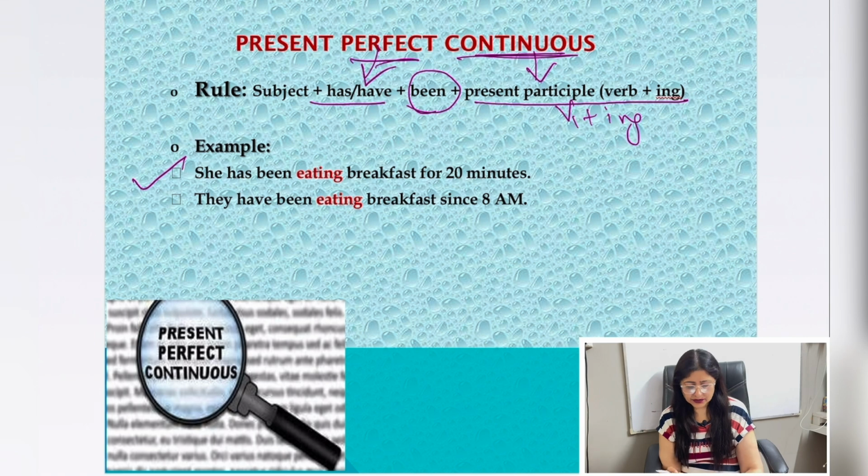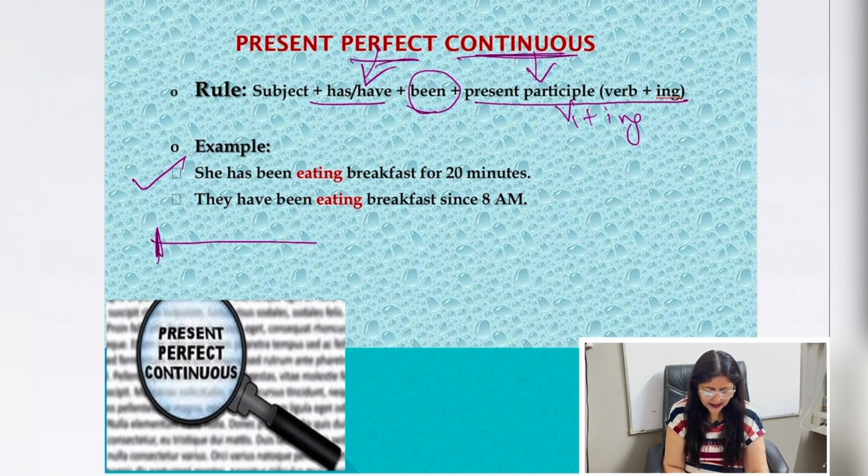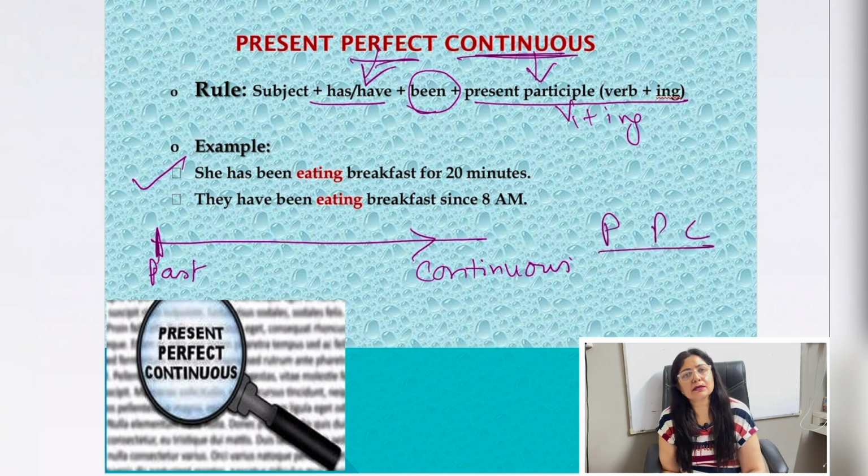Now where will we use this kind of tense? Any action that started in the past and is continuous till now. So we'll be using PPC, that is your present perfect continuous. You have been living in your town since your childhood. I have been living in this house since my childhood. So since then till now, and it is continuous till now, that's why I'll be making use of present perfect continuous. We make use of for or since with it.